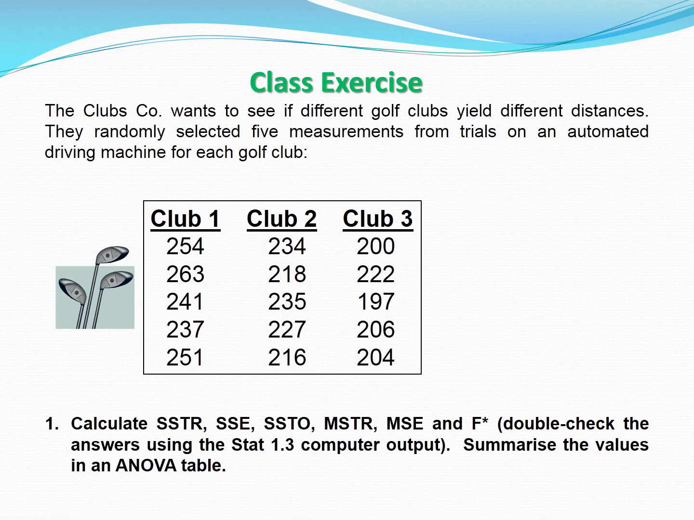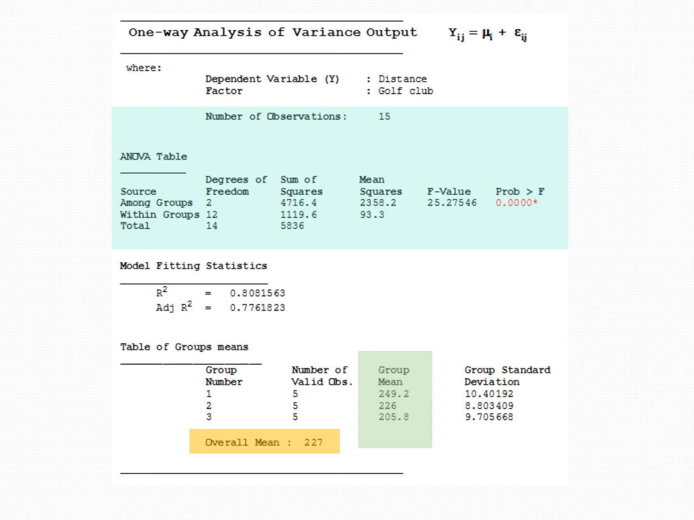Okay, then lastly, it's your turn for an exercise. You can do exercise 1, please, to calculate all the measures for this data, and you can summarize the values in an ANOVA table then. I did provide the output on the next slide for you so that you can compare your answers to the output, and all the calculations were then also uploaded on to eFundi, so you can check your answers there as well.